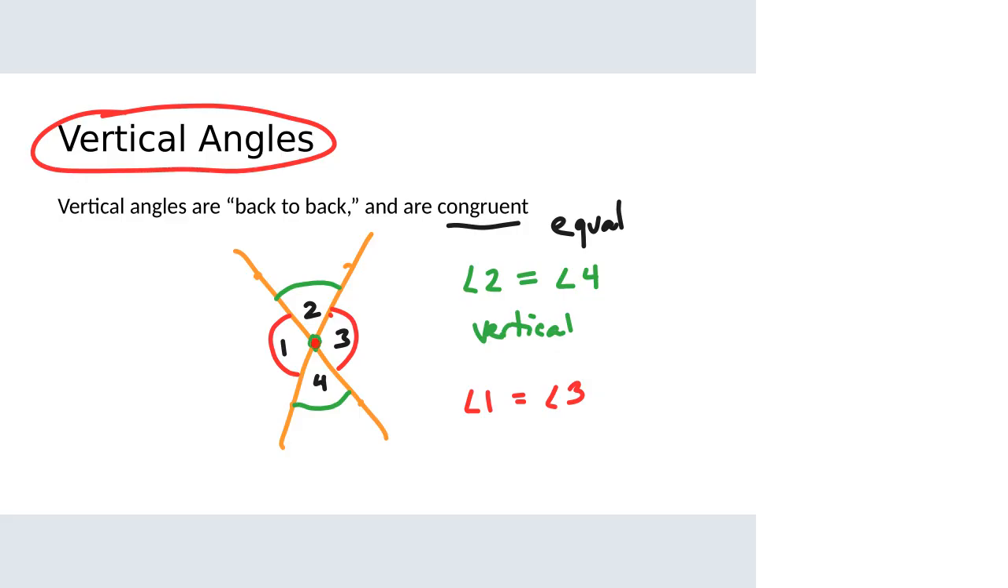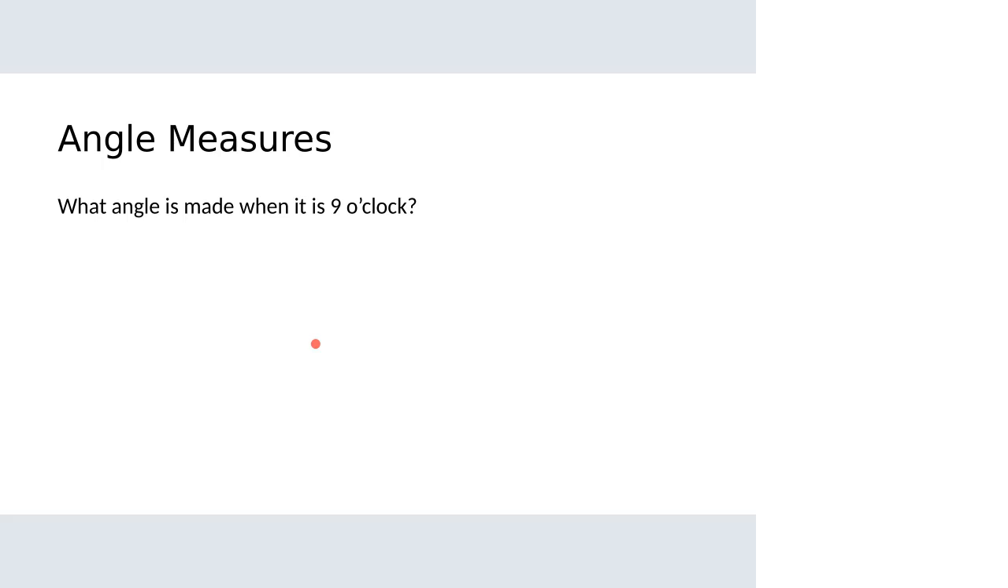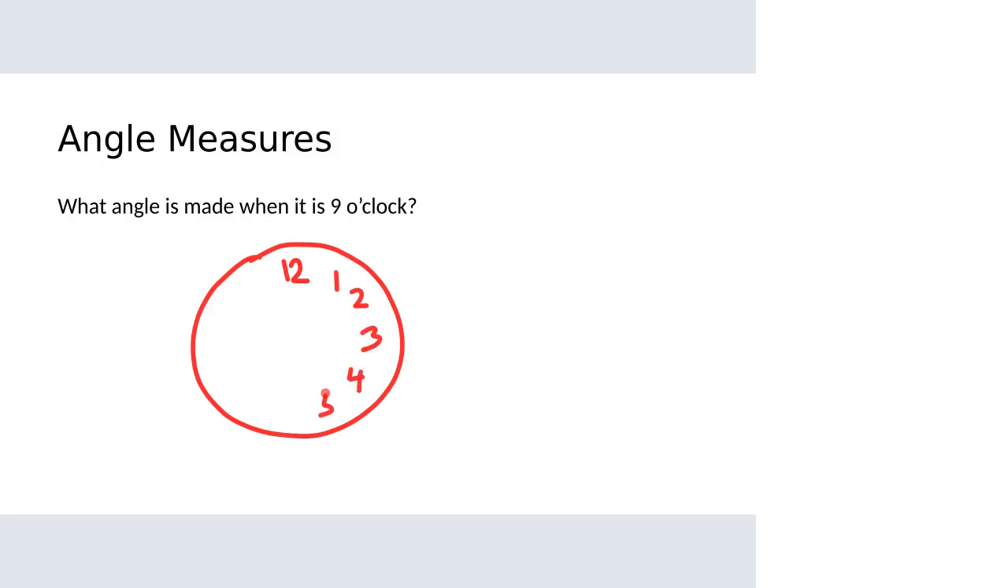Okay, outstanding. Let's see if we can find some angle measures. It's a device that our book uses that I think is excellent. What angle is made when it's 9 o'clock? If it's 9 o'clock, we have to imagine our clock here, or we can actually just draw one.